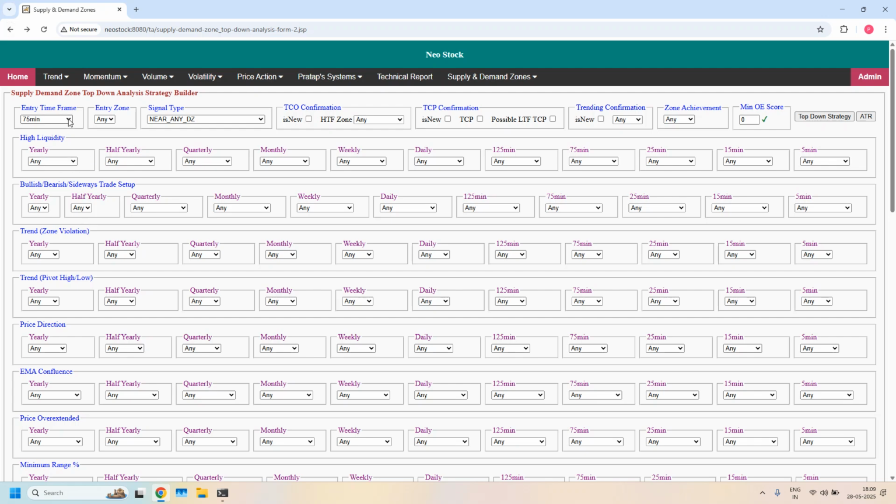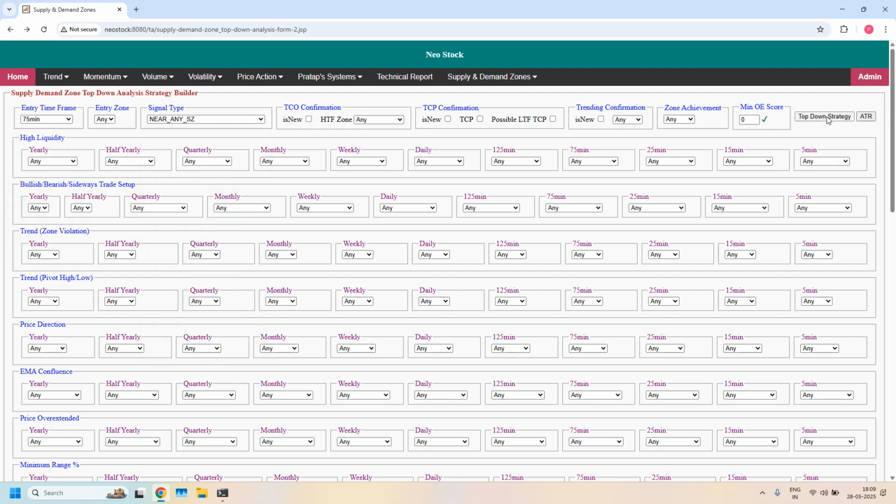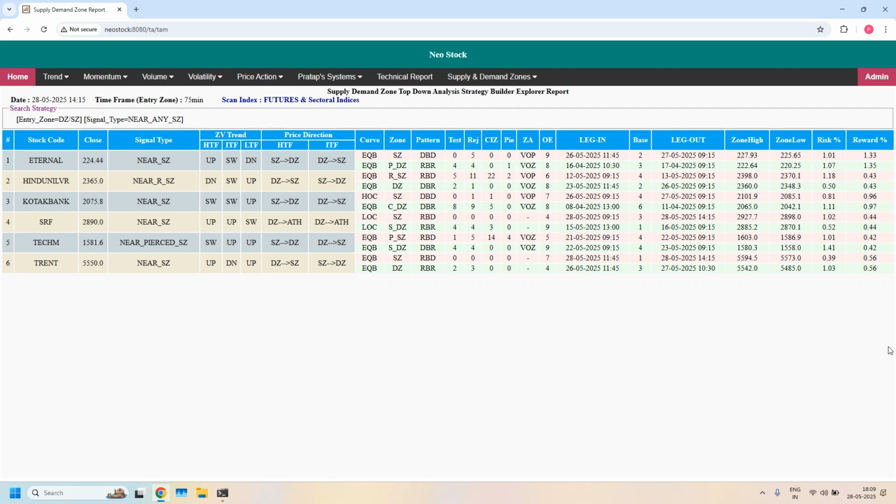Okay, next, for 75 minutes time frame, stocks near to the 75 minutes supply zone, we got 6 stocks. Let us identify high liquidity supply zones from this list. Hindustan Unilever is not valid because it is a pierced zone. Now we don't have any 75 minutes high liquidity supply zones from this list. Okay, this is about identification of high liquidity zones from daily and 75 minutes time frame.